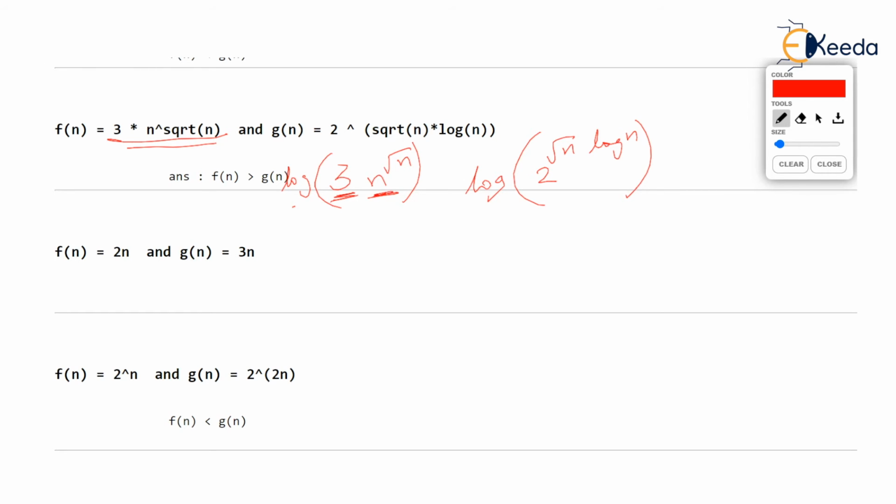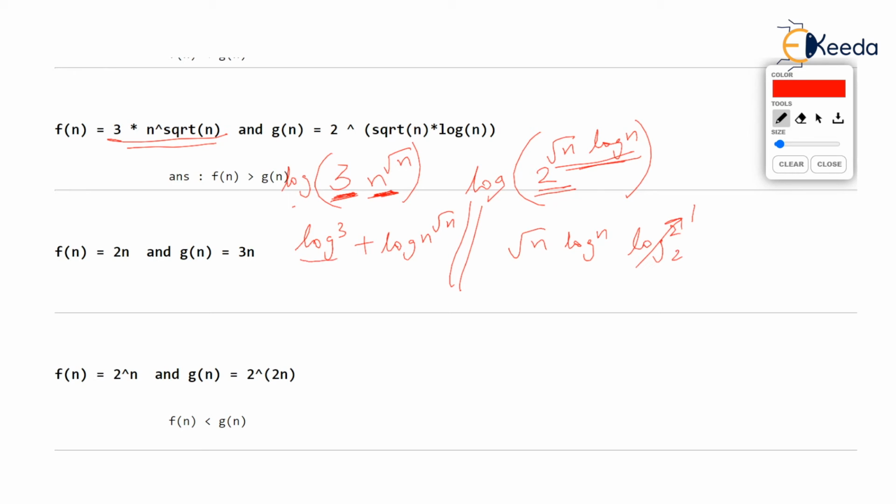Isn't it? This is nothing but a into b. So you can say this is log 3 plus log of n root n. This becomes the first part. And the other part, now this is log of a raised to x, so this becomes root n log n into log 2 to the base 2. But log 2 to the base 2 is 1.